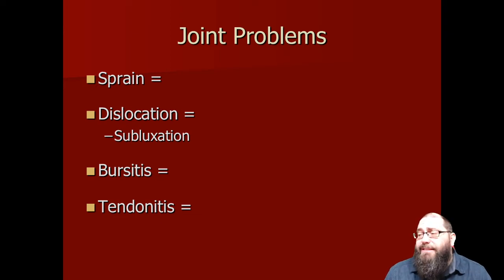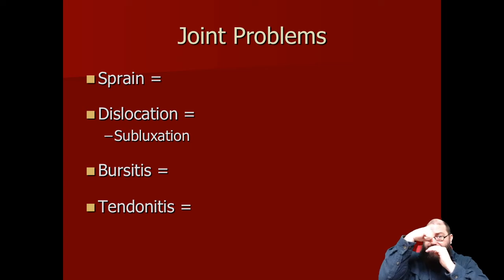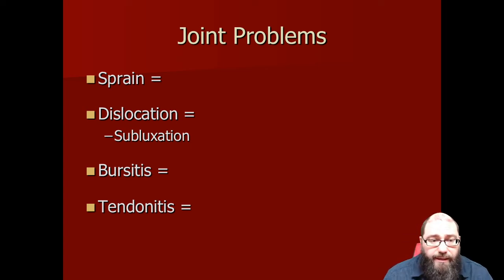Dislocation. We've talked about this before. A dislocation is also called a luxation, and it is the disarticulation of two bones. They no longer attach. It's completely dislocated. If we wanted a subluxation, that would be a misalignment of the bones that is just less than a luxation. Bursitis we've covered. Inflammation of the bursa. Tendinitis is inflammation of the tendon or the tendinous sheath around the tendon.